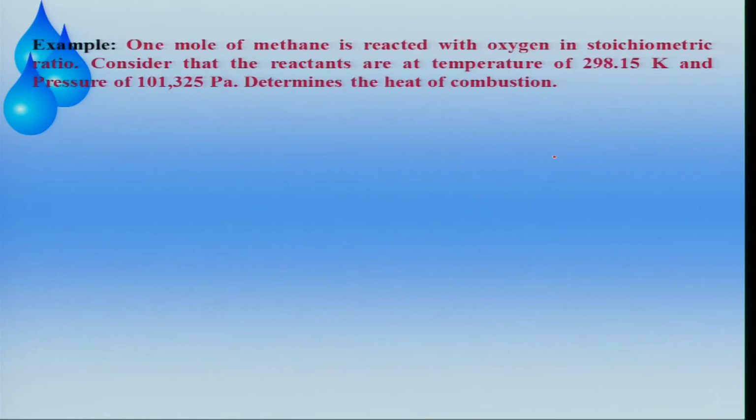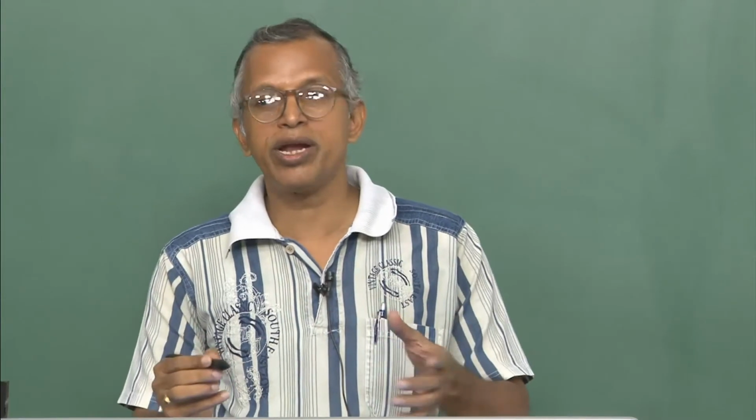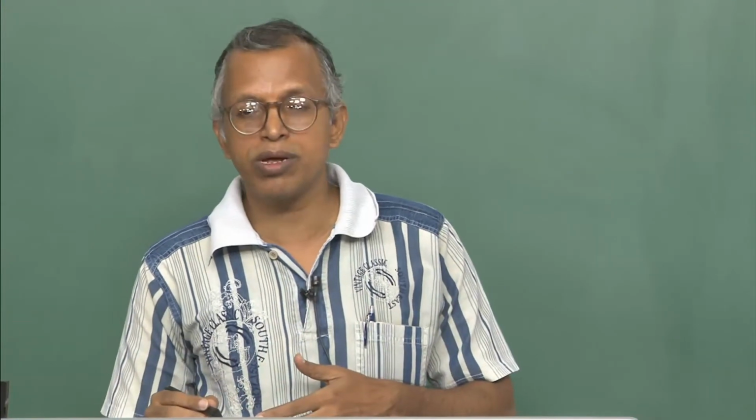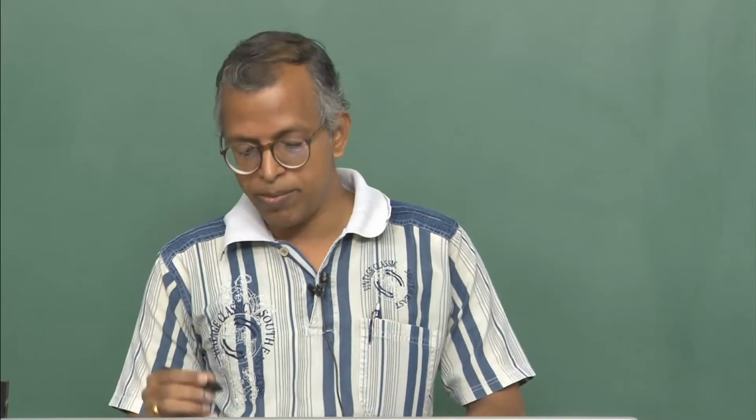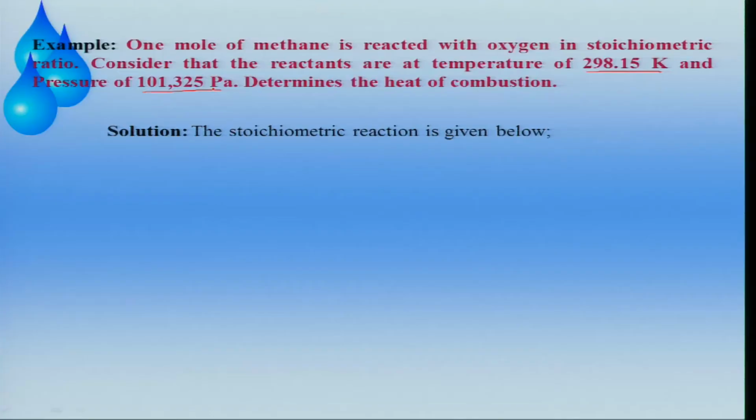So, let us take an example. 1 mole of methane is reacted with oxygen in stoichiometric ratio; consider the reactants at a temperature of 298 Kelvin and, of course, standard pressure; determine the heat of combustion, right. How will we determine the heat of combustion? We will have to look at the heat of reaction, and the heat of reaction will be negative, because it is an exothermic reaction. Then we will divide by the mass of the fuel. The stoichiometric reaction is given below: methane reacting with 2 oxygen, going to carbon dioxide and water.